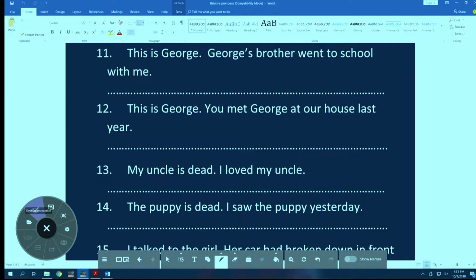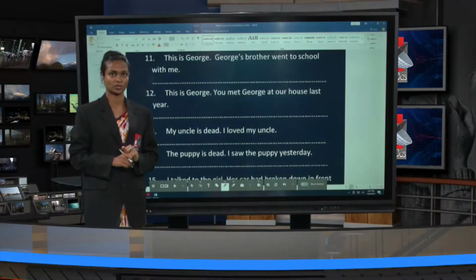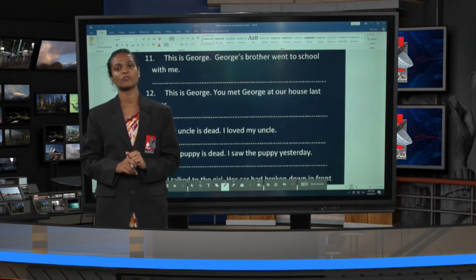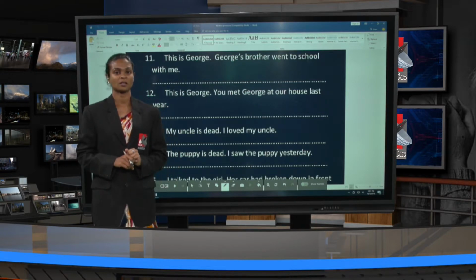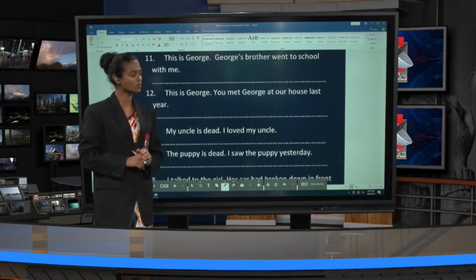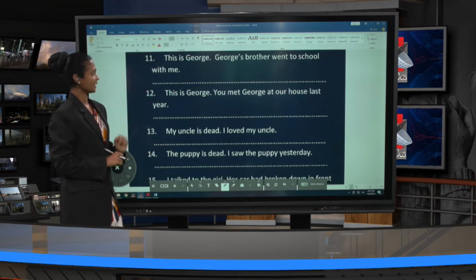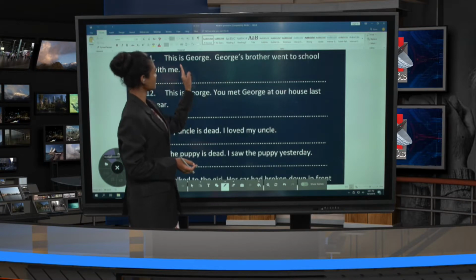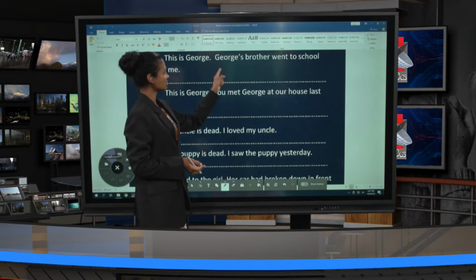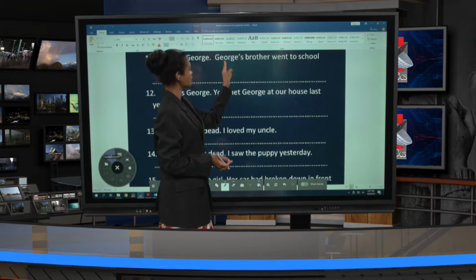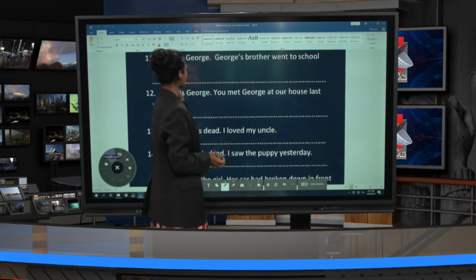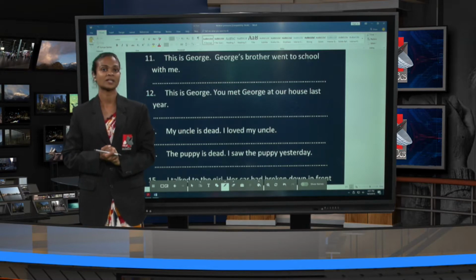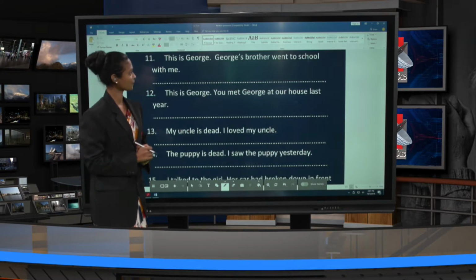Take the 11th one. This is George. George's brother went to school with me. How do we connect this one? Yeah, this is George. Now we are referring George. But then in the next sentence, George's brother went to school with me. Whose brother? Yes, George's brother. Then how do we form this?